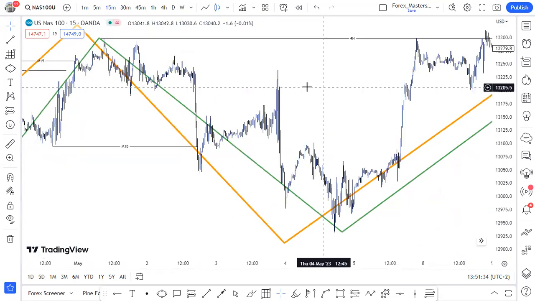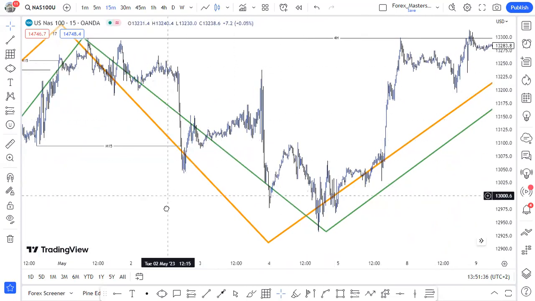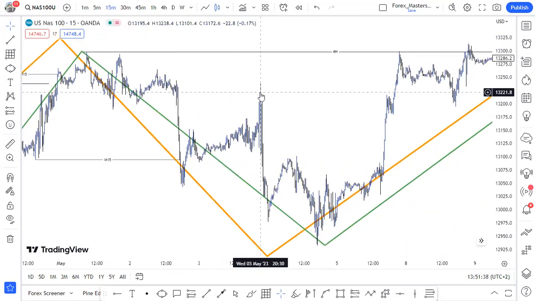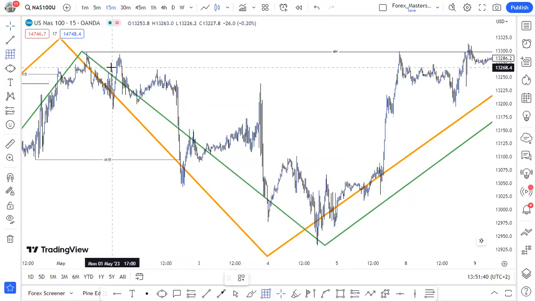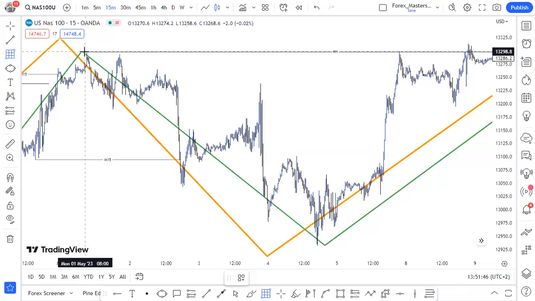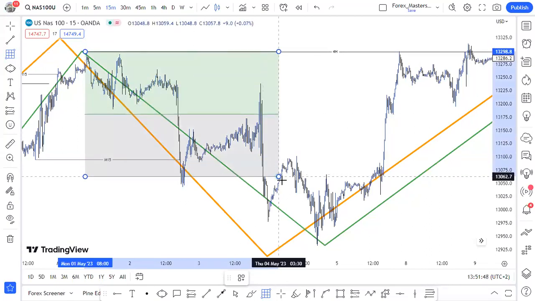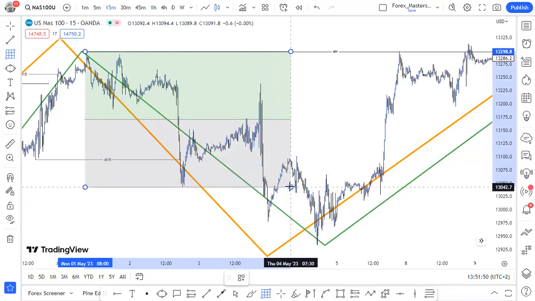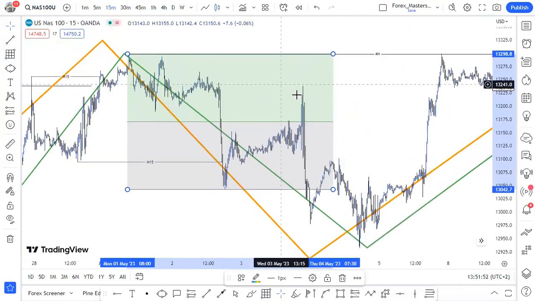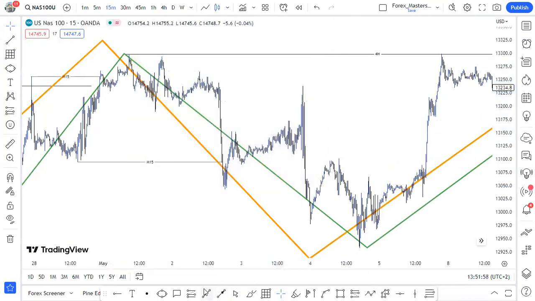So we have this break of structure right here. This move was caused by FOMC, which is interest rate, and we maximized on that one. It was a nice sell that we took right there. So price came into our premium area, our sell zone. We identified an area of interest to sell from, and it was a nice drop that we had.